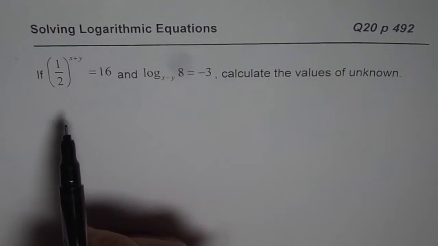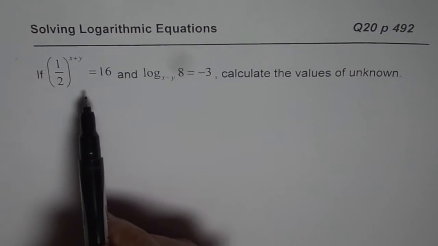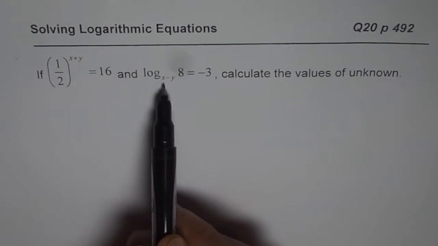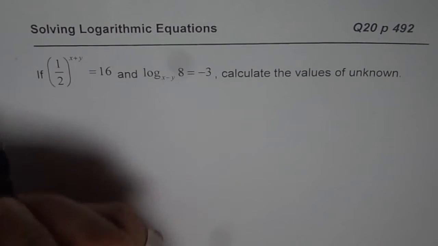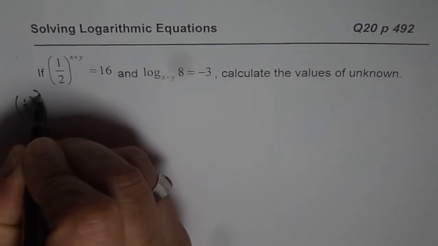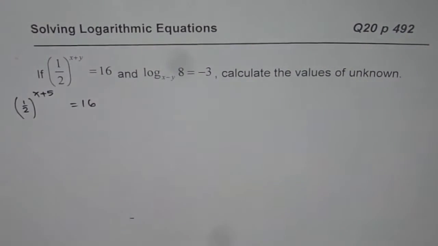So our strategy here is, using these two equations, we'll get two different linear equations in terms of x plus y and x minus y. Once we have those two equations, we can solve for these variables, right? So that is the strategy. Let's begin with the first equation, which is (1/2)^(x+y) equals 16.